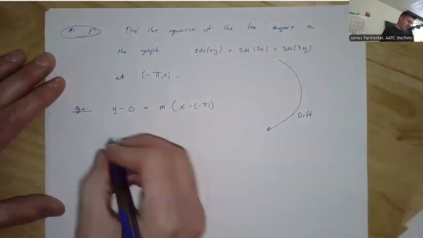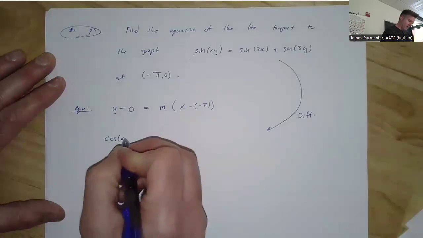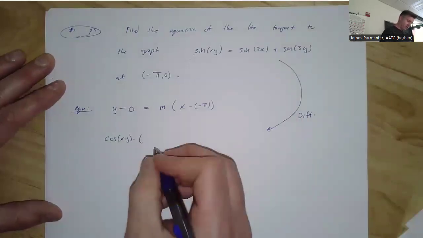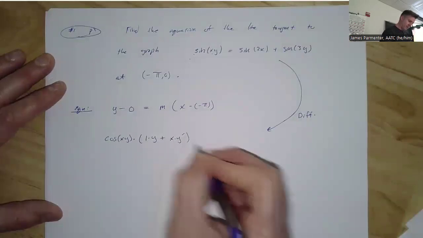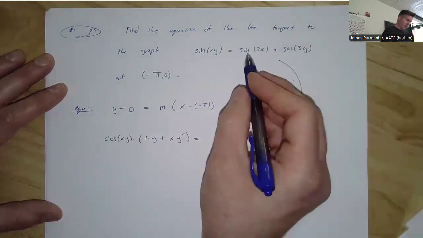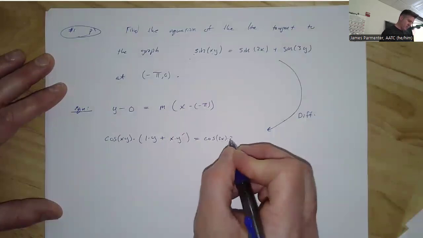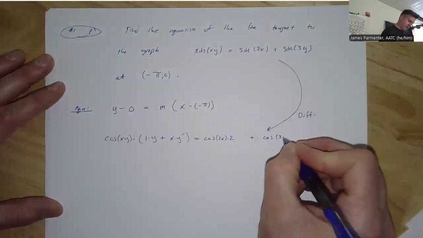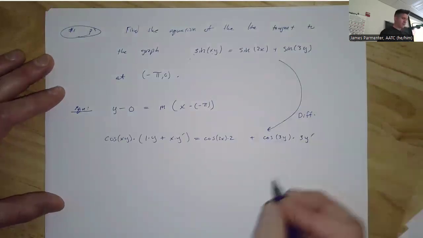So we're going to get, let's see, the derivative of sine of some stuff is cosine of your stuff. You have to multiply by the derivative of the stuff, which again is a product rule. It's 1 times y plus x times y prime, equal to the derivative of sine of 2x, which is cosine of 2x times 2. The derivative of sine of 3y is cosine of 3y times the derivative of 3y, which is 3y prime.